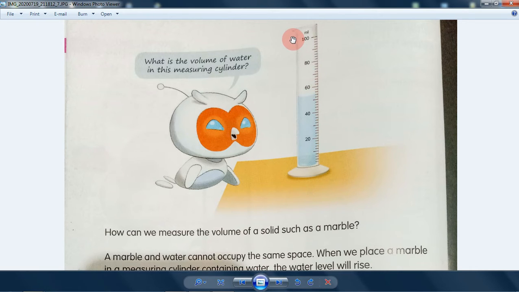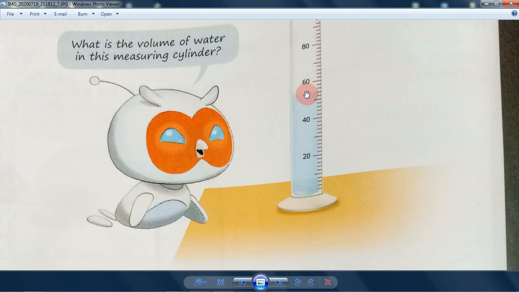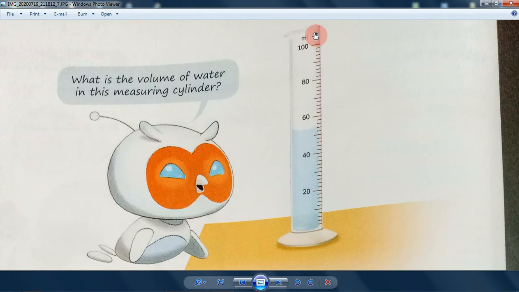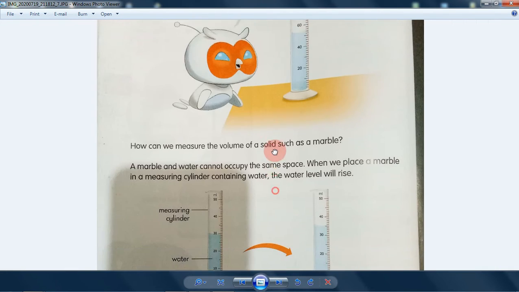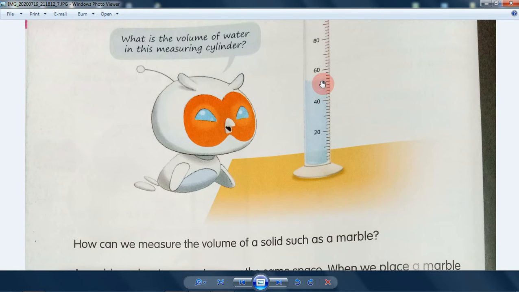This is a measuring cylinder. What is the volume of water in this measuring cylinder? Well, we can see it. This is water, right? And the unit is milliliter. So we just have to count it. 20, 40. This is 50, and then maybe this is 55 milliliter. Let's find it out. Yes, this is 55 milliliter.